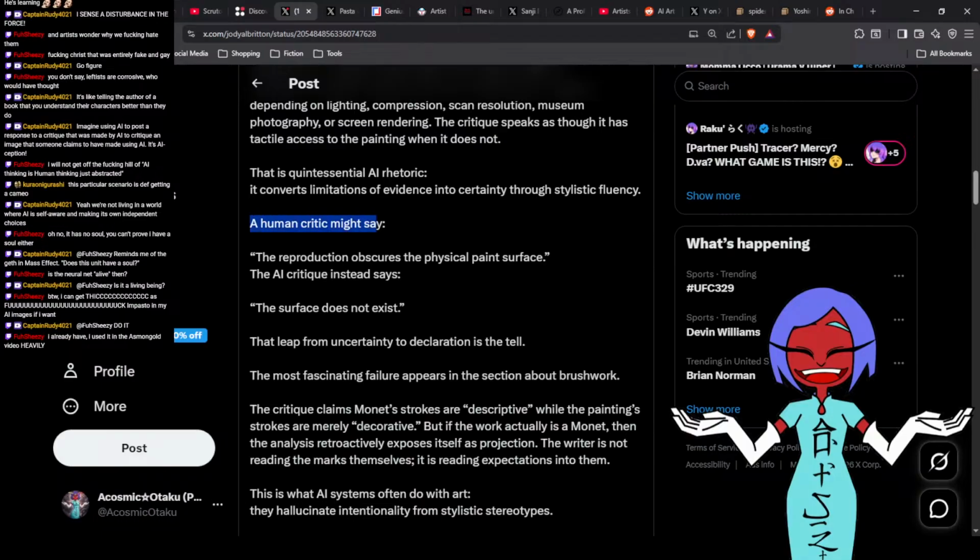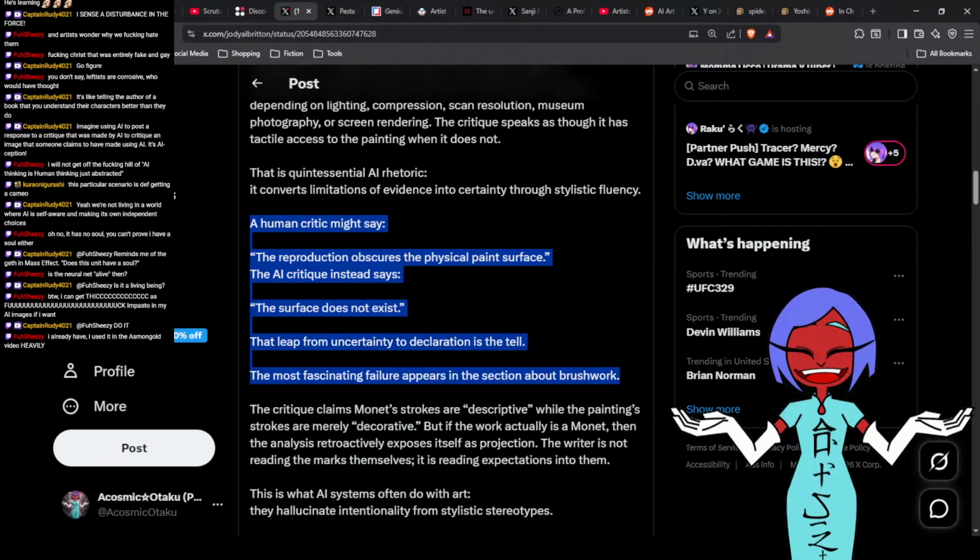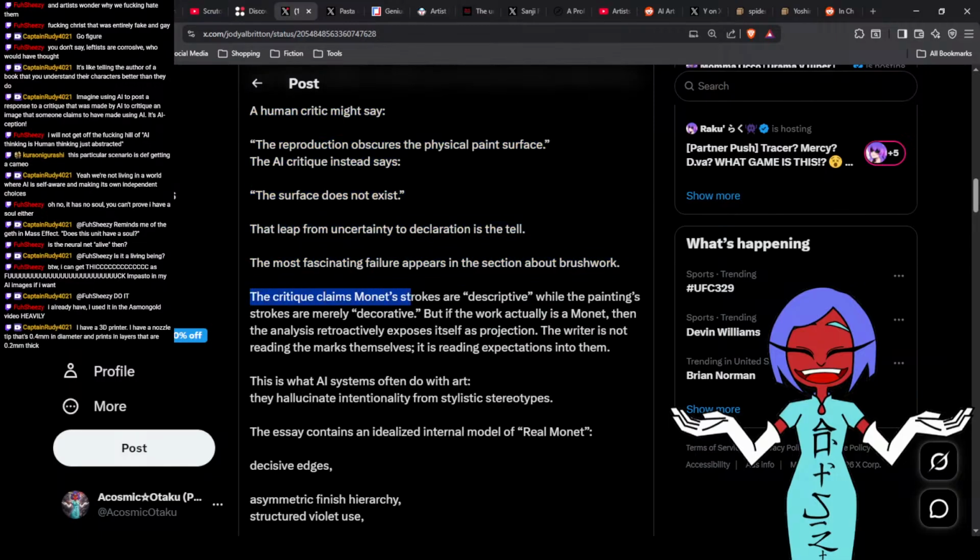Let's see. A human critic might say, the reproduction obscures the physical paint surface. The AI critique instead says, the surface does not exist. That leap from uncertainty to declaration is the tell. The most fascinating failure appears in the section about brushwork. The critique claims Monet's strokes are descriptive, while the painting's strokes are merely decorative. But if the work actually is a Monet, then the analysis retroactively exposes itself as projection. The writer is not reading the marks themselves, it is reading expectation into them.